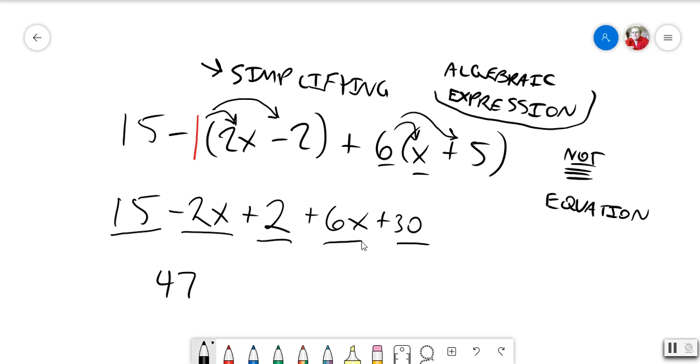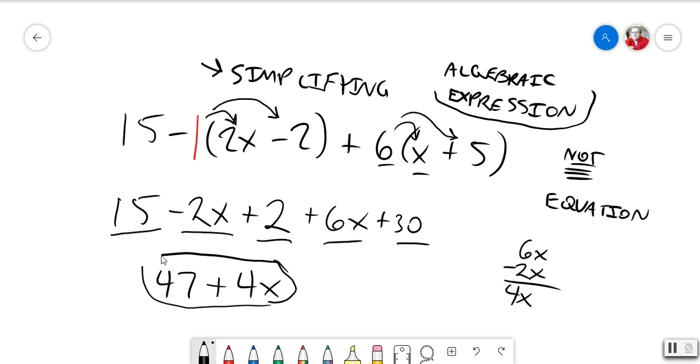Negative 2x and 6x. Now, if you need to write this over to the side, it's just subtraction or adding unlike signs, which means the same thing. But you do have to put the plus in front of this. So 47 plus 4x is the answer. That's what you get when you simplify.